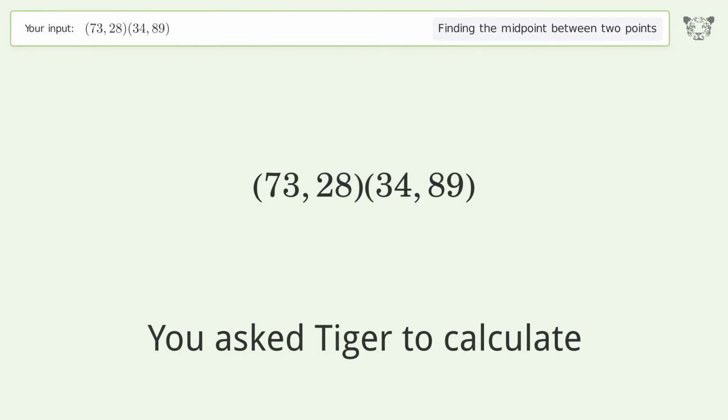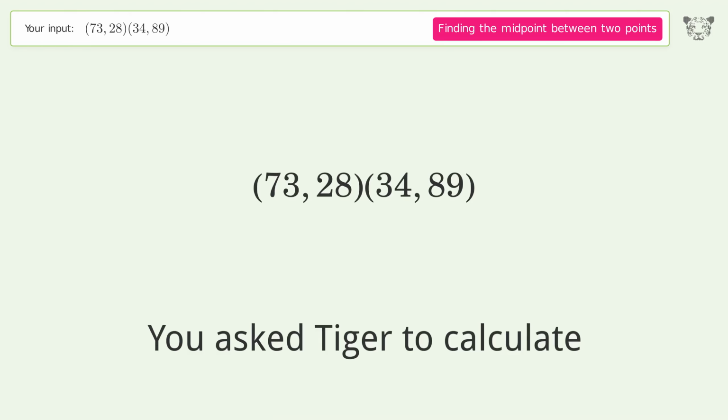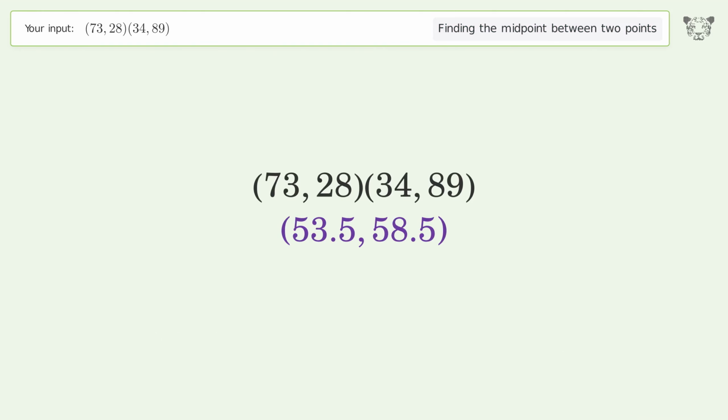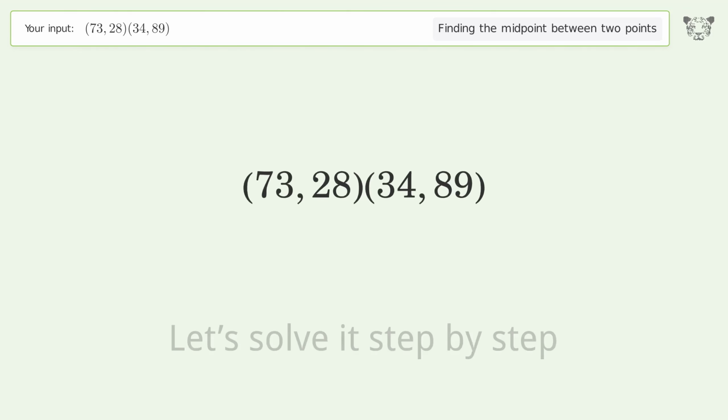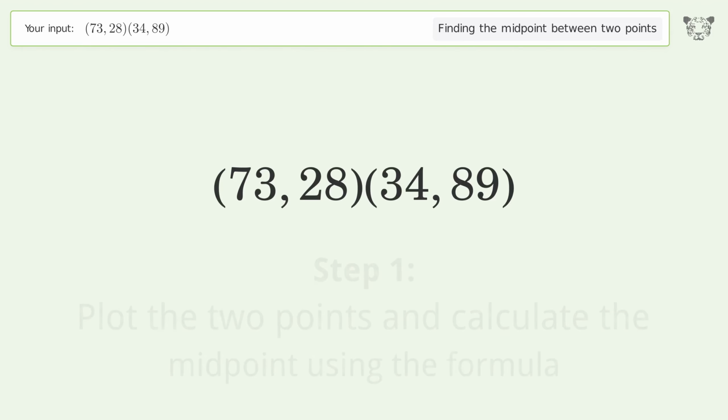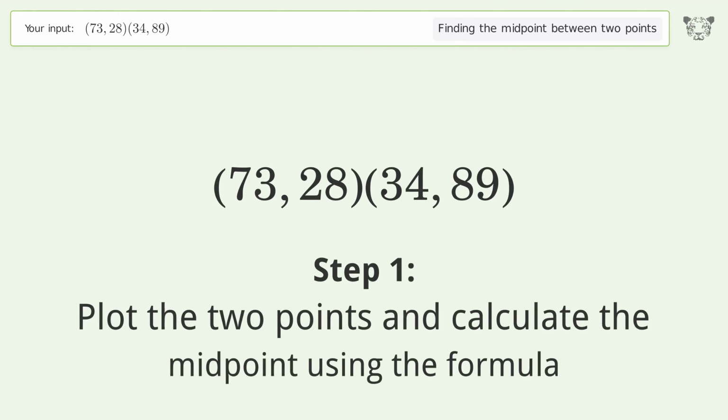You ask Tiger to calculate. This deals with finding the midpoint between 2 points. The midpoint between the 2 points is 53.5, 58.5. Let's solve it step by step. Plot the 2 points and calculate the midpoint using the formula.